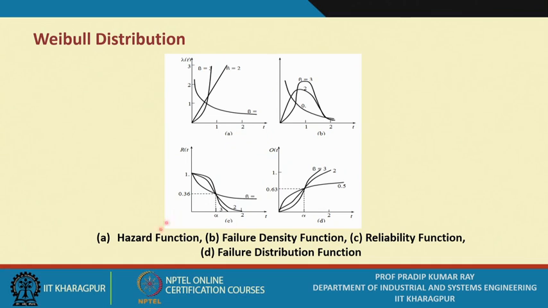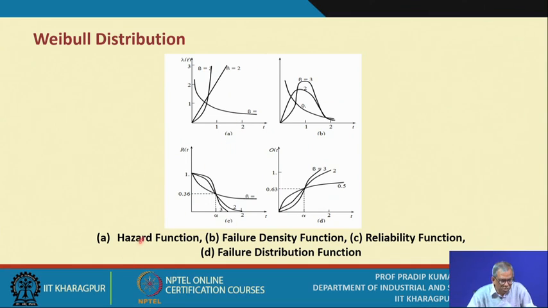Under different situations, we have these 4 figures. This is the hazard function, that is figure A. Figure B is the failure density function. Is it okay? And figure C is related to the reliability function. And the failure distribution function is figure D. Please study all these figures, and you will find that as the value of beta changes, the shape of a particular curve also changes.